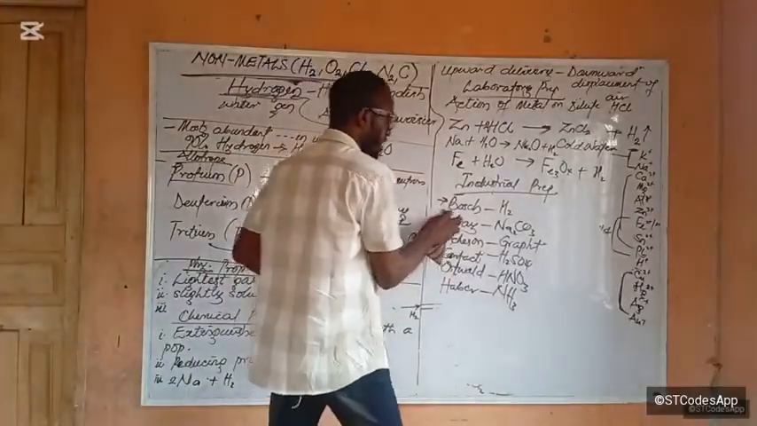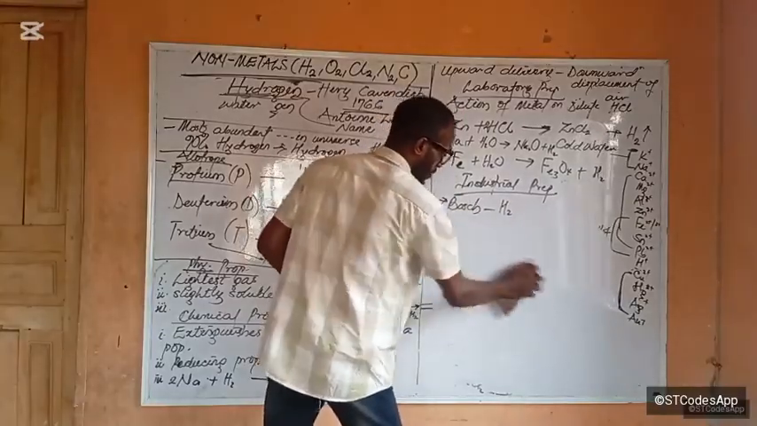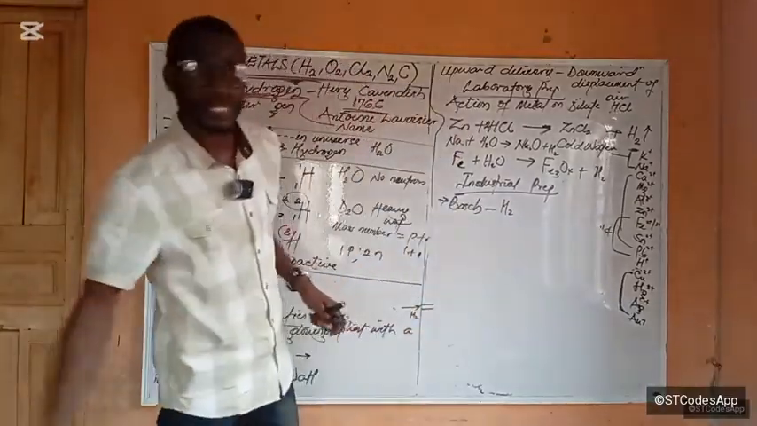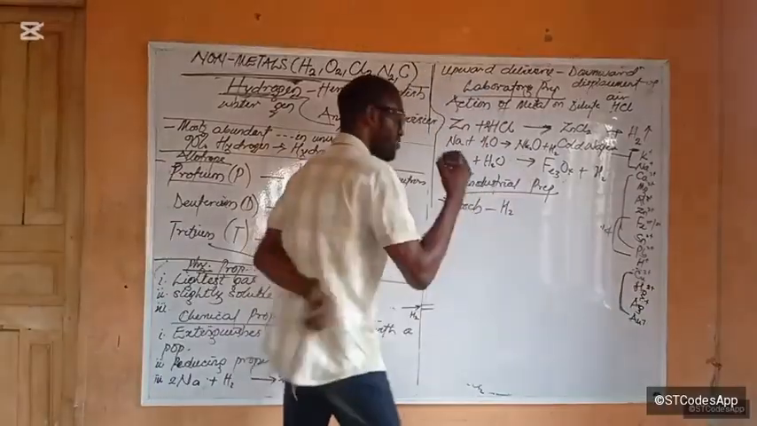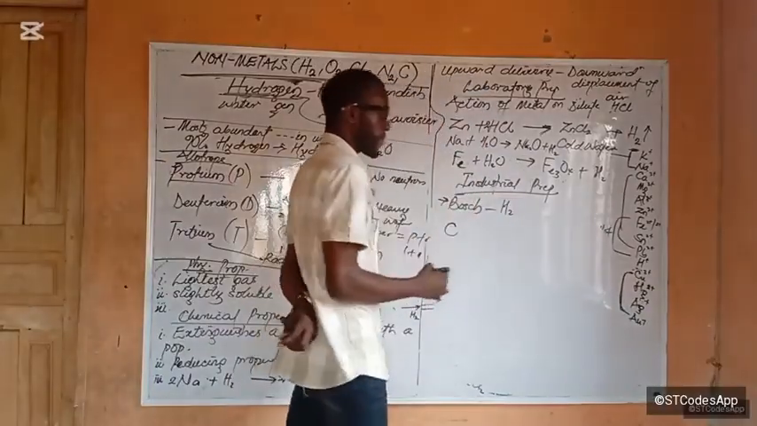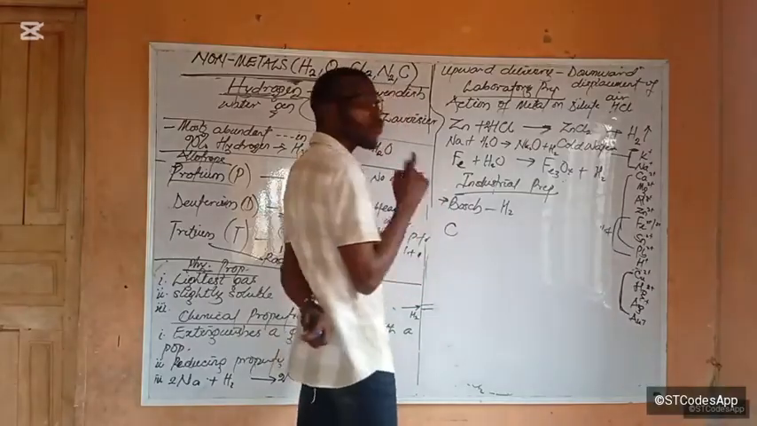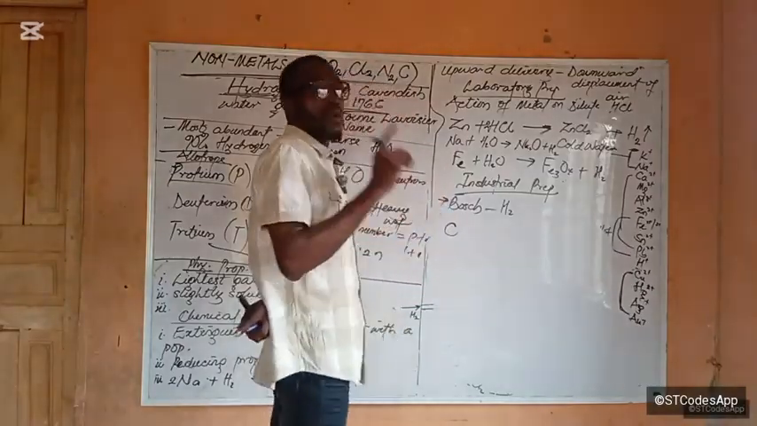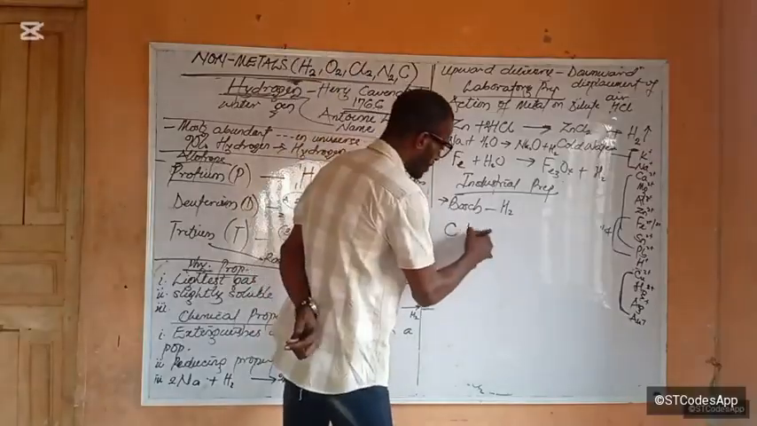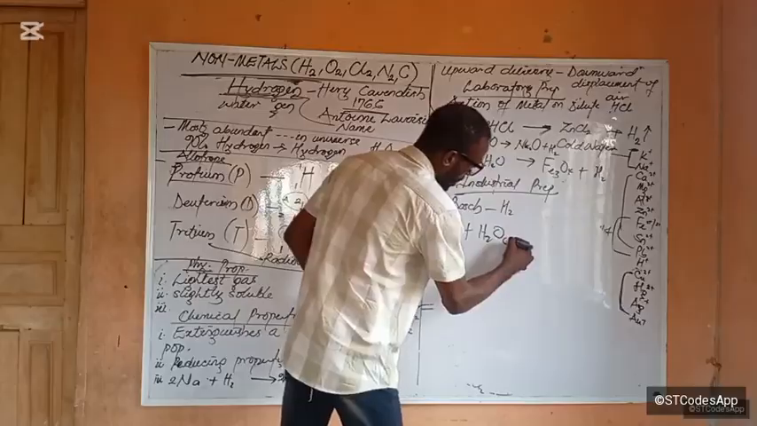But we are dealing with the Bosch process. Now, make sure you have put it down. The Bosch process involves passing steam over coke. Passing what? Steam over coke.